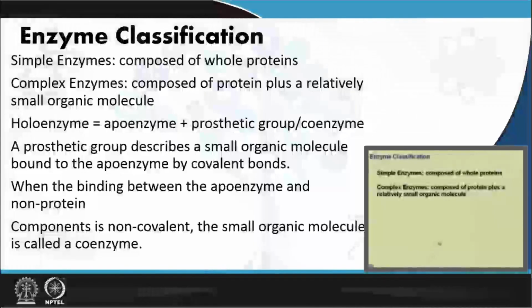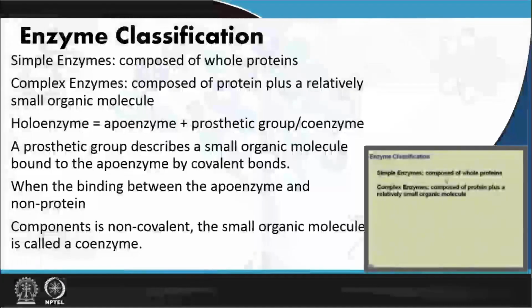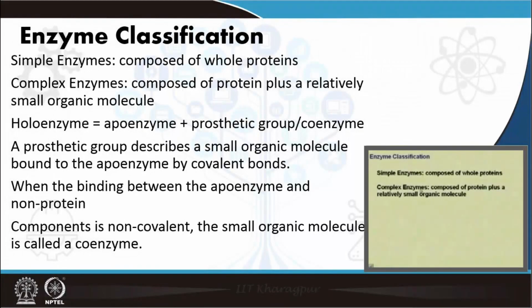Now, if we look at enzyme classification, we have simple enzymes and we have complex enzymes. What do we mean by them? A simple enzyme is an enzyme that is composed of a whole protein. An example of a simple enzyme would be ribonuclease. Ribonuclease is composed of a whole protein. It is a simple enzyme. If you have a complex enzyme, it is not the protein alone that can act on the substrate, but it will be composed of a protein plus a relatively small organic molecule.